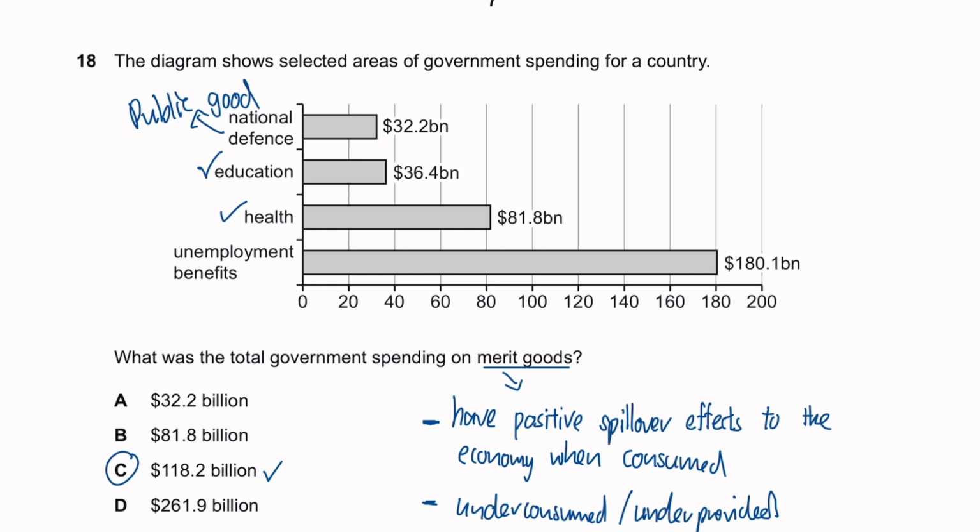And for unemployment benefits, it is a transfer payment. So a transfer payment is usually given by government to provide the financial support to the people in need, in this case to the unemployed people. So they are not merit goods.